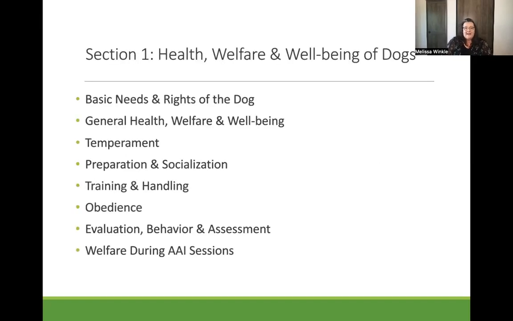So with AAII, Animal Assisted Intervention International, we start with Section 1. This is the health, welfare, and well-being of dogs. Now, that's one important thing to know, is that Animal Assisted Intervention International at the current moment only has standards, competencies, and accreditation for people and organizations who work with dogs. We do not do any other species at this time. But in this section, we offer guidance on the basic needs and rights of the dog, the general health, welfare, and well-being, temperament, preparation and socialization, training and handling, obedience, evaluation, behavior, and assessment, and welfare during animal-assisted intervention or services.